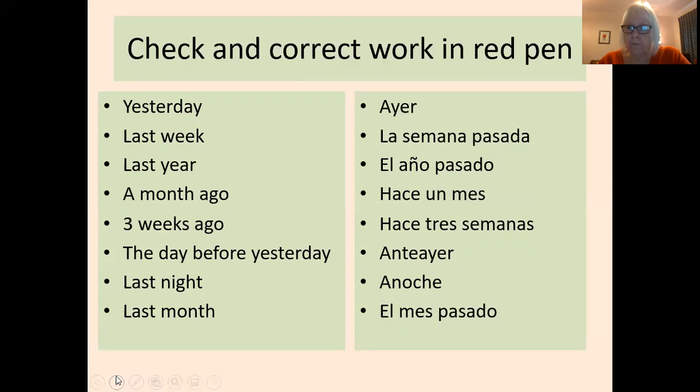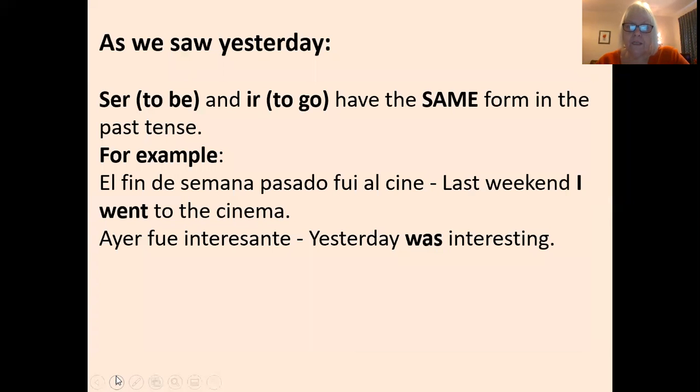Okay, so moving on. This is just a reminder of the slides that we saw yesterday. We looked at 2 verbs, ser and ir, in Spanish, to be and to go, and they have the same form in the past tense. So, for example, el fin de semana pasado fui al cine. Last weekend I went to the cinema. Ayer fue interesante. Yesterday was interesting.